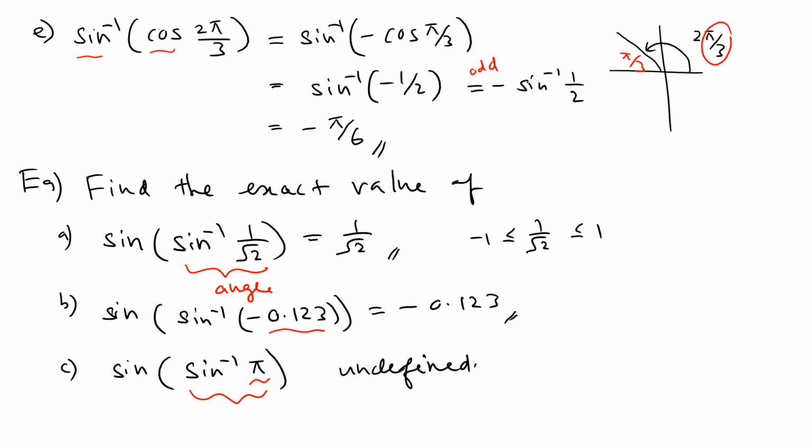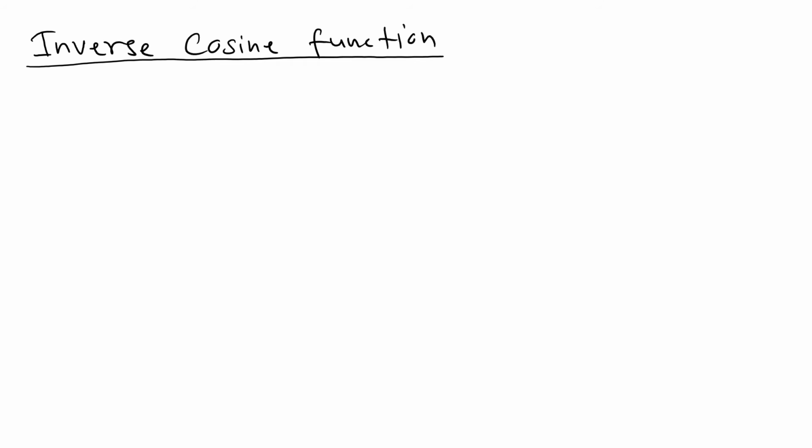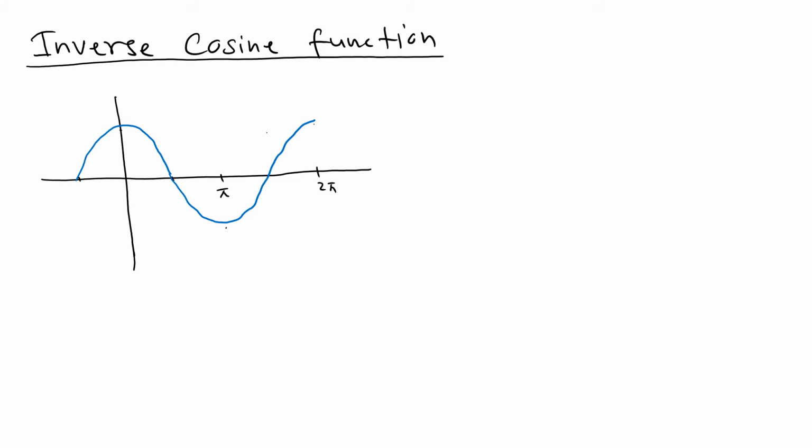Okay, this is how you do these problems. Once you understand these problems, you can see that it's very similar when we talk about cosine inverse and tan inverse. They are very similar to what we did here. So we can discuss those two now. Next we're going to go to the inverse cosine function. Again, we look at the graph of the cosine function. So we have x and y, and this is the cosine function.